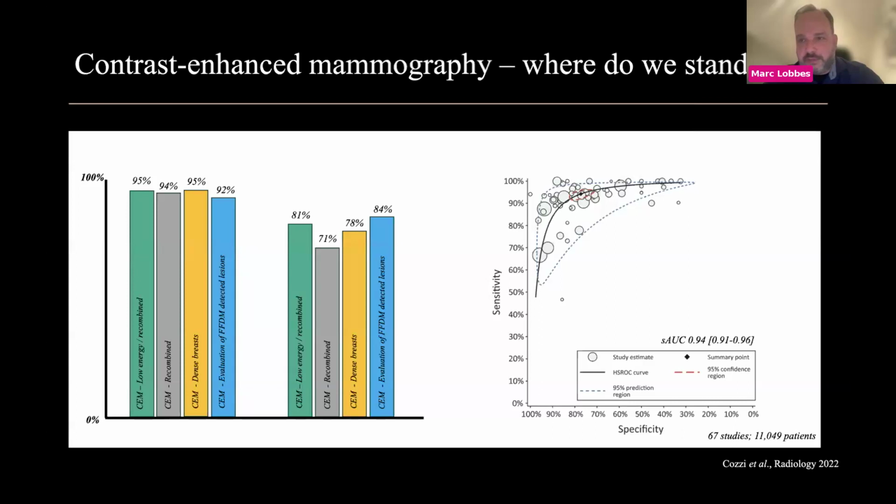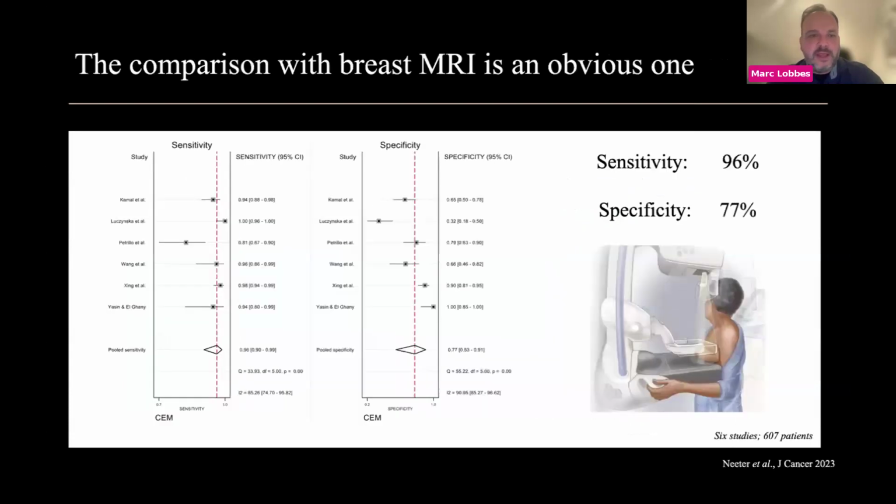Again, it's not a replacement for breast MRI, but you can be smart in using contrast-enhanced mammography. Where can I use it and where do I still need breast MRI? And these results are also reflected on the right side with the ROC curve as well. Now, the comparison with breast MRI is an obvious one because we know that the underlying principle is roughly the same. We also look at neoangiogenesis and enhancement with breast MRI.